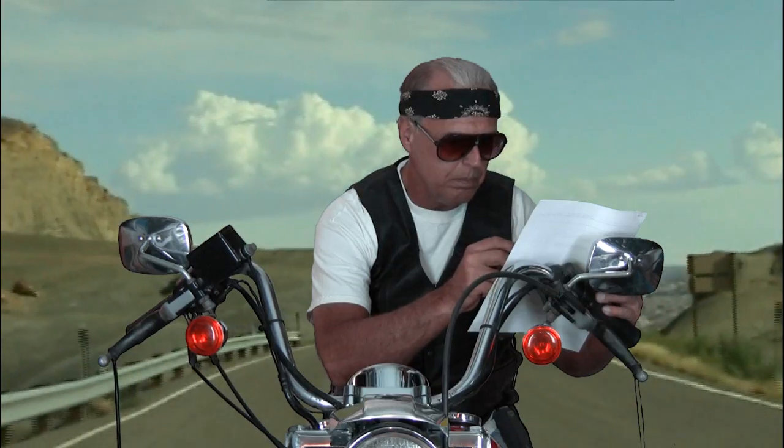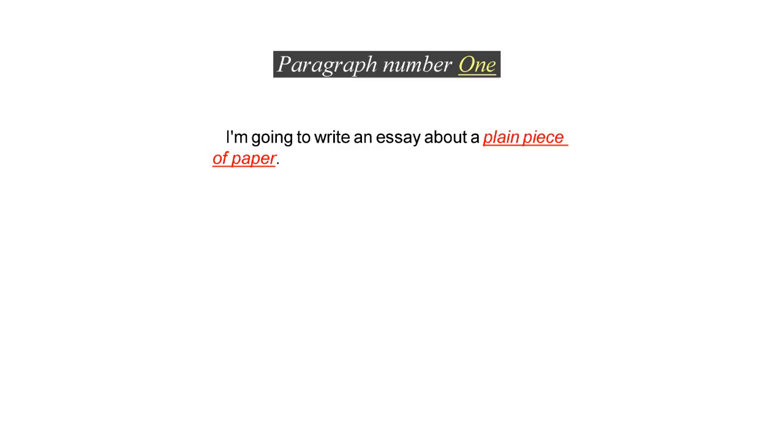I'm not sure. How do you write a beginning sentence about a piece of paper? Well, what exactly are you doing? Well, I'm writing an essay about a piece of paper. So that's what you say, exactly what it is you're doing. Okay, I'm going to write an essay about a plain piece of paper. How's that for a first sentence? That's good. That's exactly what you're doing.